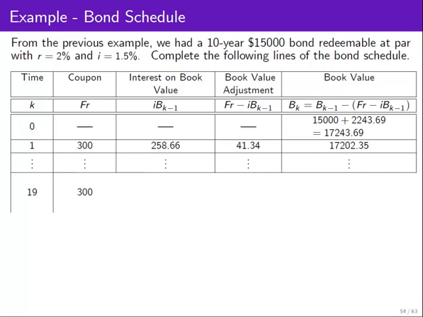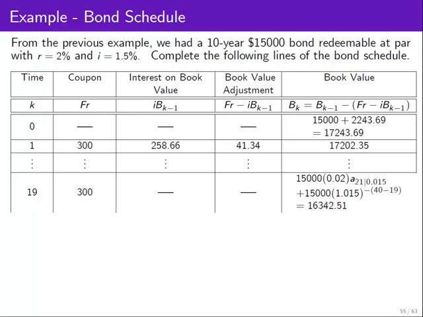And we can continue on through the bond schedule. Let's take a look at the time when the 19th coupon is paid. So the coupon payment always remains the same at $300. We aren't going to worry about the interest on the book value or the book value adjustment after the 19th coupon payment. Let's just take a look at calculating the book value itself. Since we're writing down a bond here, the value of the bond is actually just how much you'd be willing to pay for the bond, knowing how many payments are yet to come.